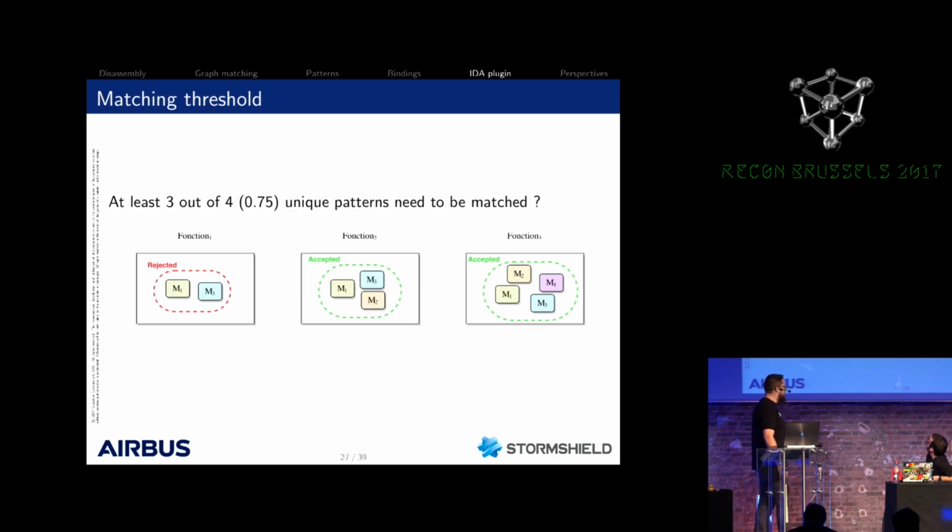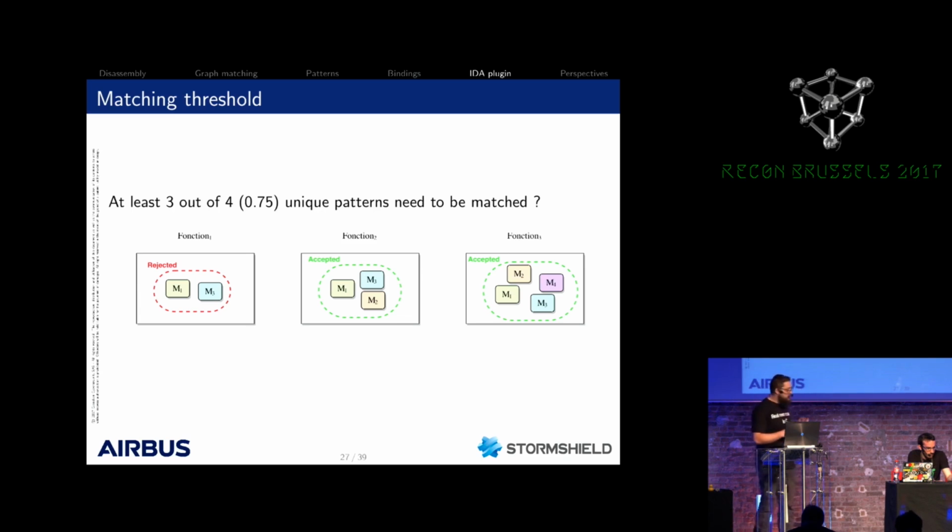Then we have the threshold. So sometimes with the patterns we can have some errors. At the right we have 4 patterns for one function. We match all patterns, so okay, it's good. But in the middle, pattern number 4 is not here. So the function is also, for example, the decryption function, but we missed some patterns.